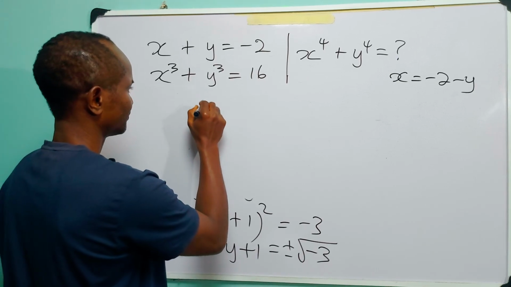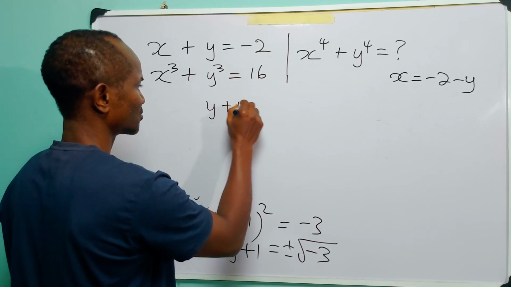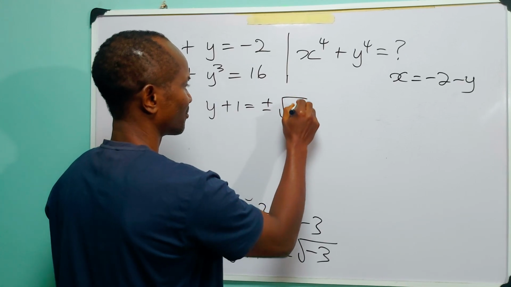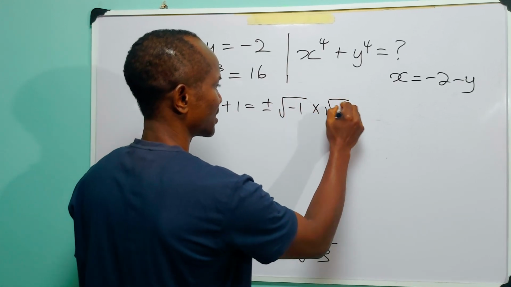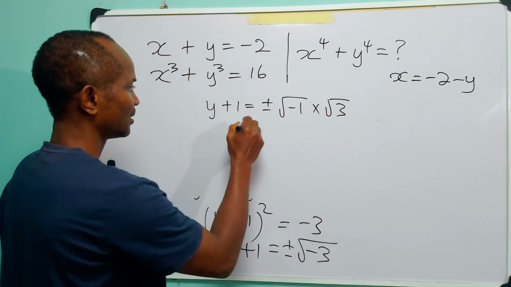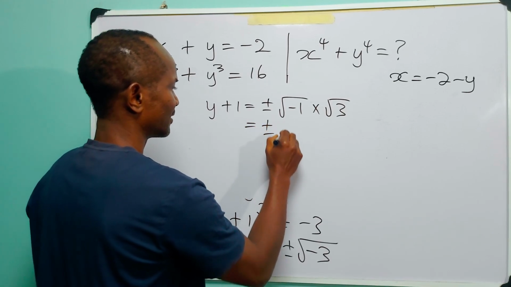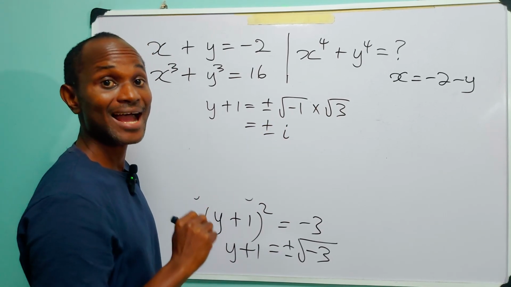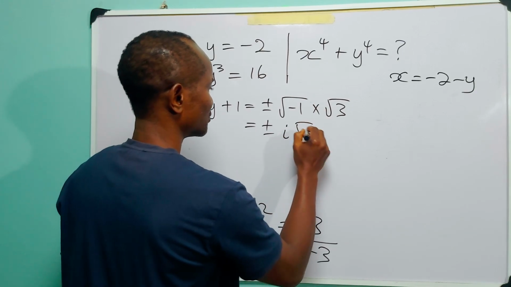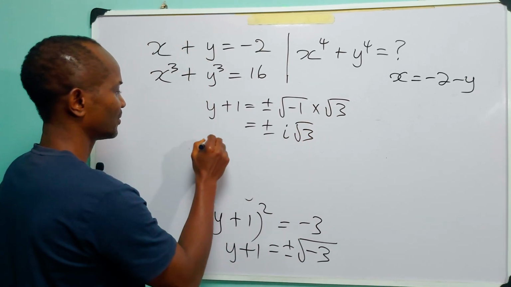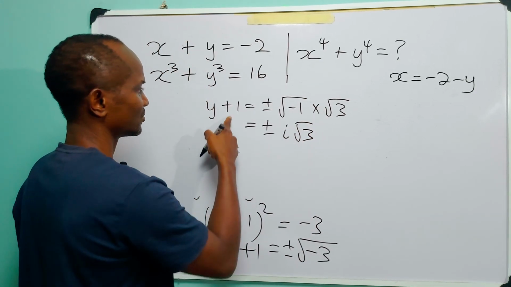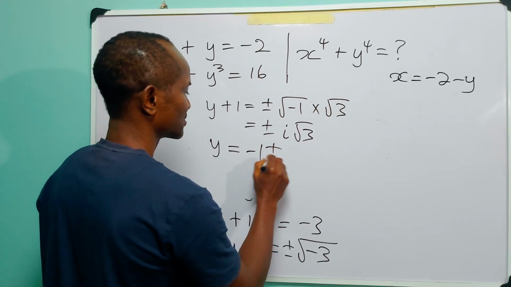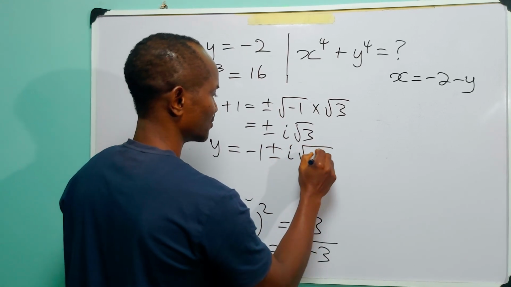And this is y plus 1 is equal to plus or minus the square root of minus 1 multiplied by the square root of 3. This is equal to plus or minus i root 3, because you know that the square root of minus 1 is i. We have that y is equal to this going over: minus 1 plus or minus i root 3.